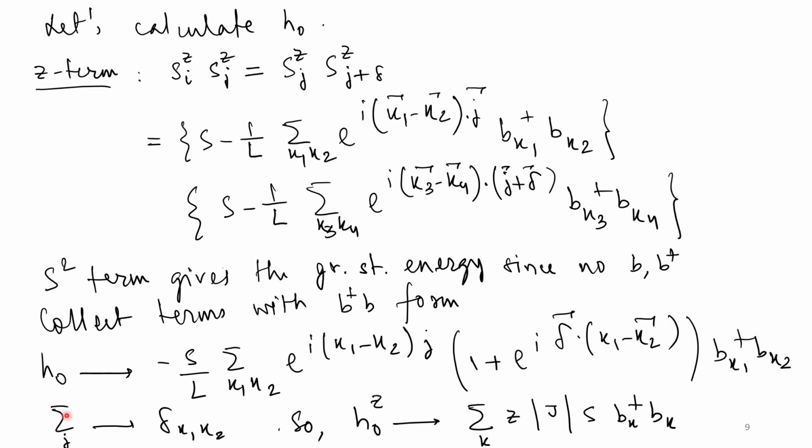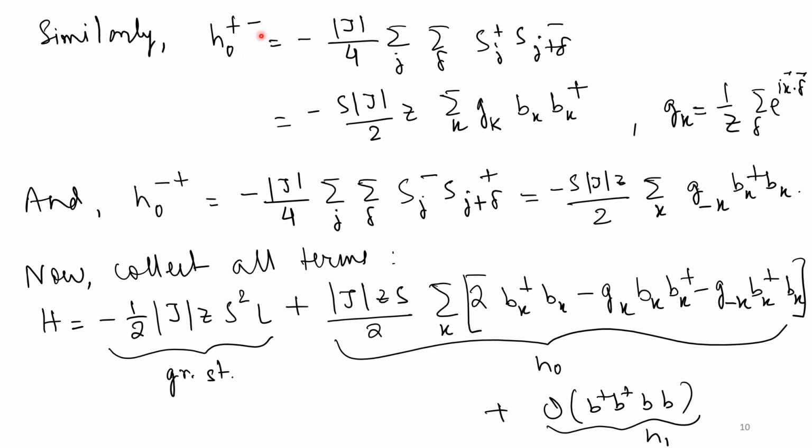Then as usual, summation over J, because we have a summation over J here, will obviously give us a delta function in K1, K2. So finally you can reduce this and get the following expression, which is already in the number form, Bk dagger Bk with some prefactor, right? You remember this looks exactly like the kinetic energy term of the electron gas.